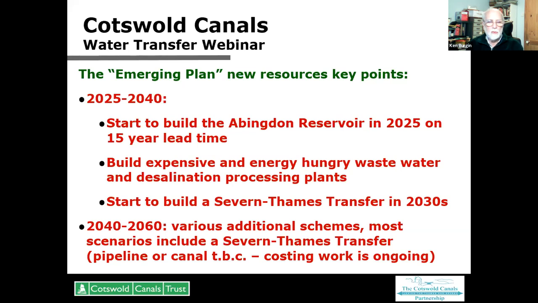The plan goes on in 2040 to introduce various other schemes, but all but the most optimistic scenarios in terms of water demand do have a Severn Thames transfer. The pipeline or the canals really are to be decided. In 2019, Thames Water, who were responsible for looking after their own water at that point, wanted to build the pipeline, but that was not against the criteria of the best value plan, and costing work on the canal is still ongoing. We know this.